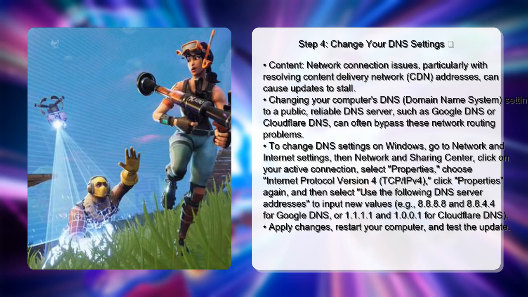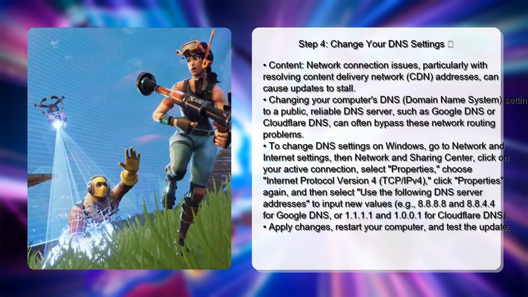Step: change your DNS settings. Network connection issues, particularly with resolving content delivery network addresses, can cause updates to stall. Changing your computer's DNS (domain name system) settings to a public reliable DNS server such as Google DNS or Cloudflare DNS can often bypass these network routing problems.